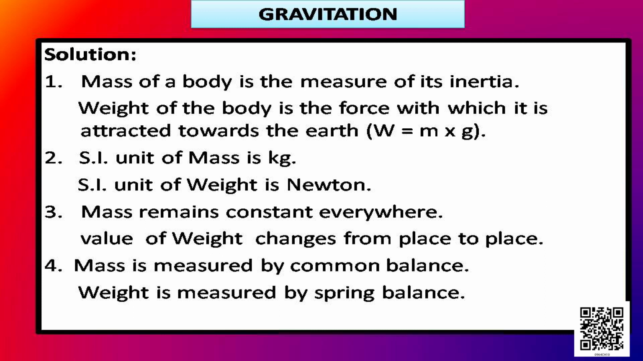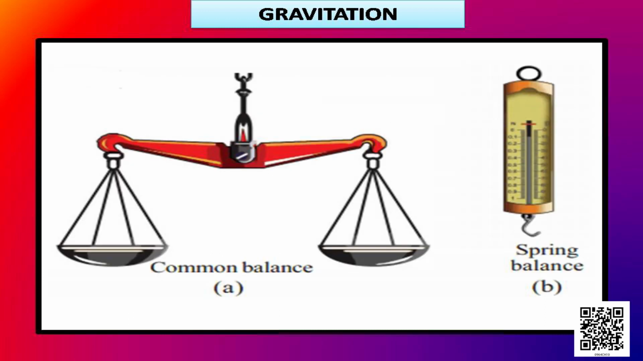Fourth point, mass is measured by a common balance, but weight is measured by a spring balance. Students, what do you mean by common balance? You might have seen this common balance in vegetable markets. In the market, vegetables are weighed using a common balance. But a spring balance, have you ever seen it? I hope so. A spring balance is used to find out the weight of the object. So, in this way, we differentiate between mass and weight.